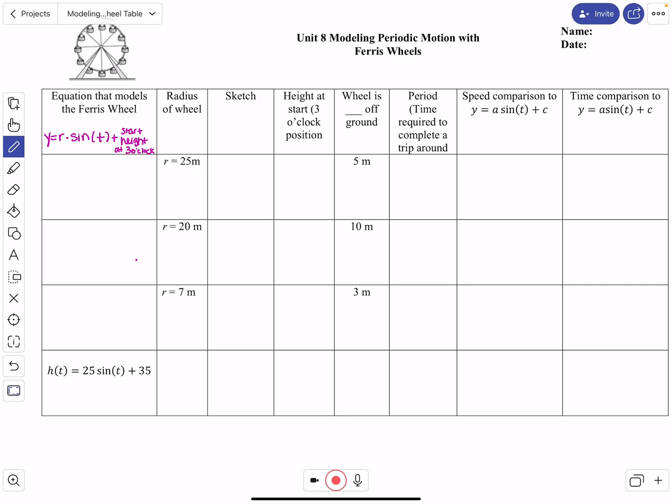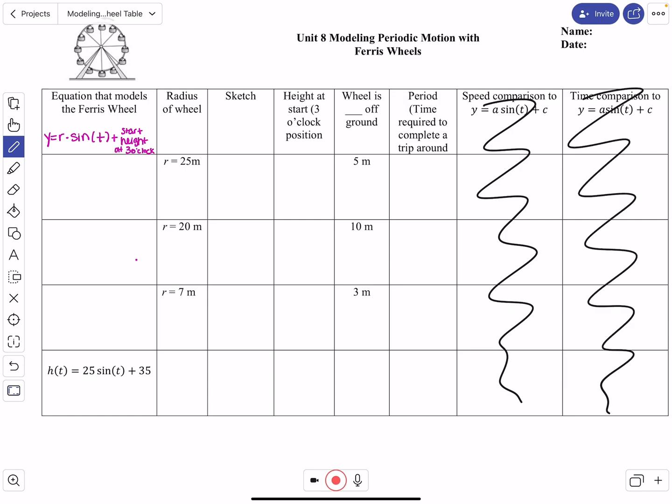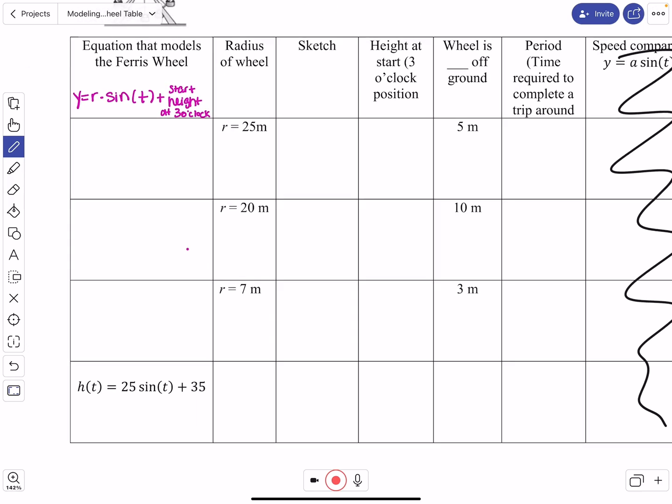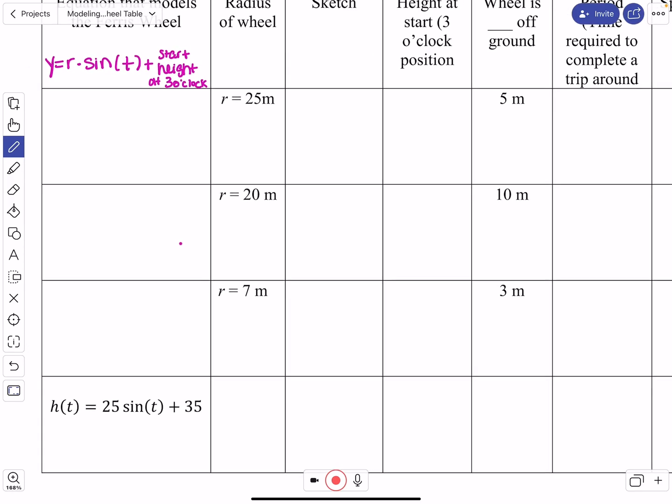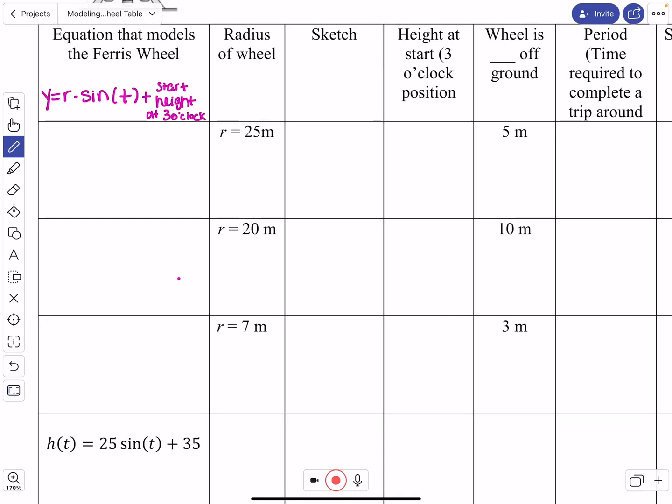Now, for this particular table, we are not going to worry about this column or this column right now. We'll worry about these on our next table, okay? So I'm going to zoom in a little bit here, and we're just going to worry about these columns for right now, okay? So when starting writing our equation, your radius is going to go out front. So in our first one, our radius is 25.